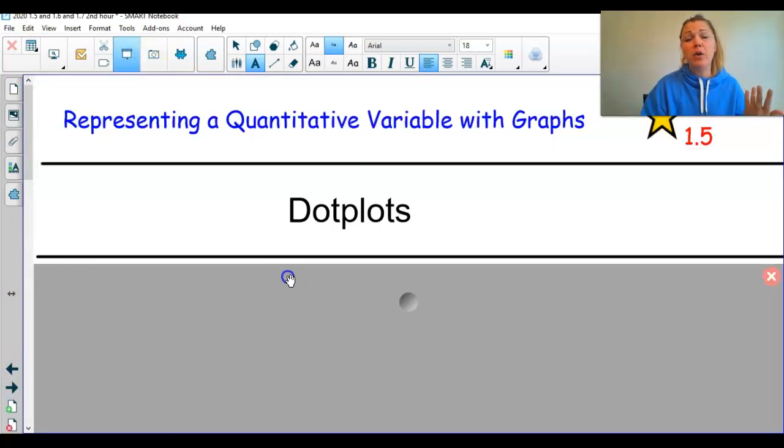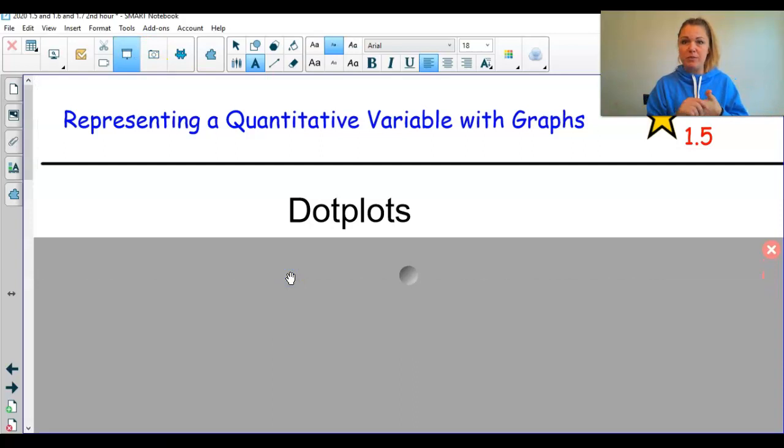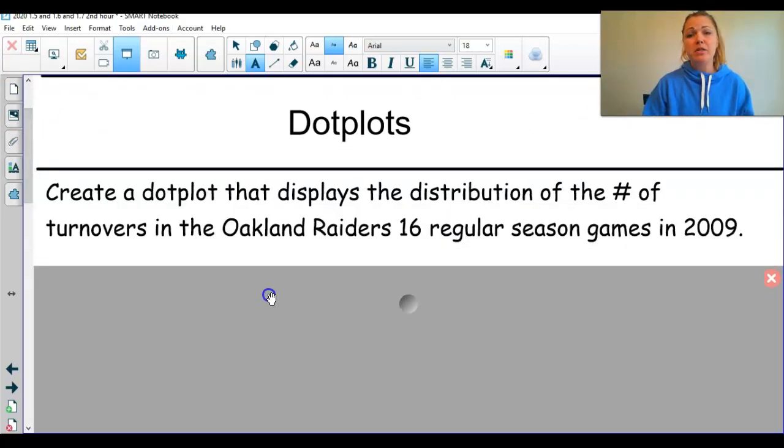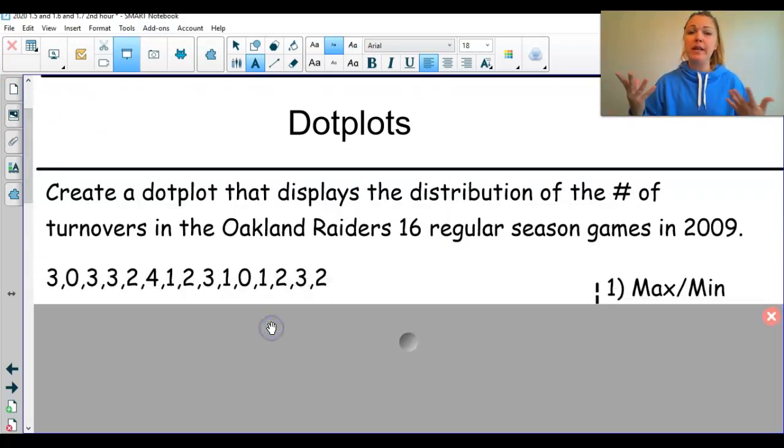Okay, now we need to know how to represent quantitative variables with graphs. And never dismiss the power of a dot plot. You will be making graphs throughout the year, and a dot plot is a really nice, quick way to represent a quantitative variable. So what I have here is a dot plot that displays the distribution of the number of turnovers in the Oakland Raiders' 16 regular season games in 2009. So I have the data right there.